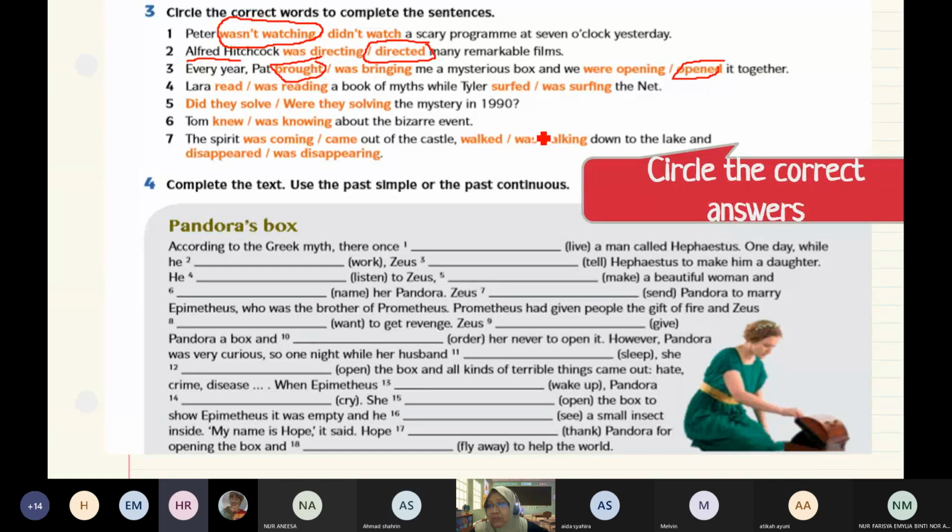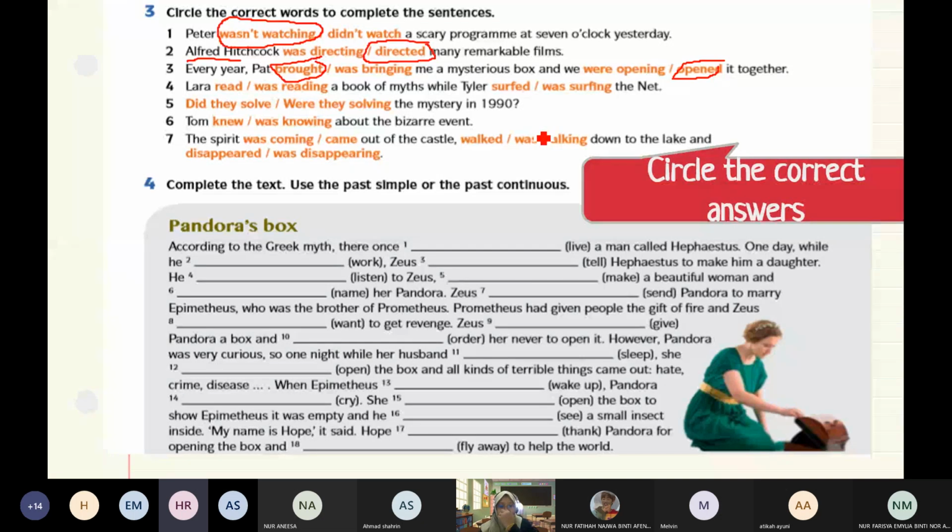Number 7. What is the correct answer for number 7? Fatihah Najwa: I think the spirit was coming out of the castle, walked down to the lake and was disappearing. Okay, thank you. For number 7, you have to bear in mind that when we talk about a story, most of the time we use past tense. The spirit came out of the castle, walked down to the lake and disappeared. Thank you very much, everyone.